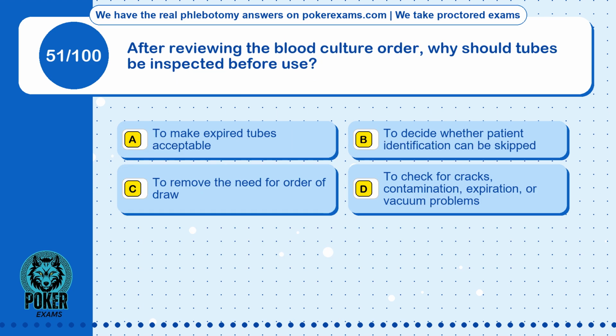Question 51. After reviewing the blood culture order, why should tubes be inspected before use? Option A, to make expired tubes acceptable. Option B, to decide whether patient identification can be skipped. Option C, to remove the need for order of draw. Option D, to check for cracks, contamination, expiration, or vacuum problems.